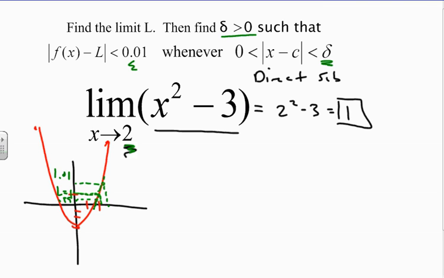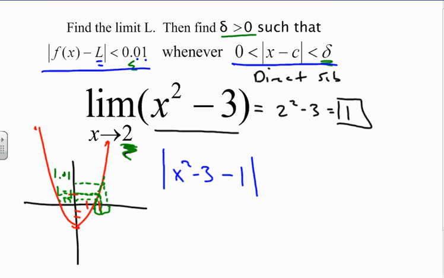And where is that going to be? How far do we have to be from 2, our input, in order to guarantee that we are only 0.01 units away from our limit? Now to do this, we're going to set this up. We're going to take our function, x squared minus 3, and plug everything into our epsilon delta definition, minus our limit, which is 1. This has to be less than 0.01.